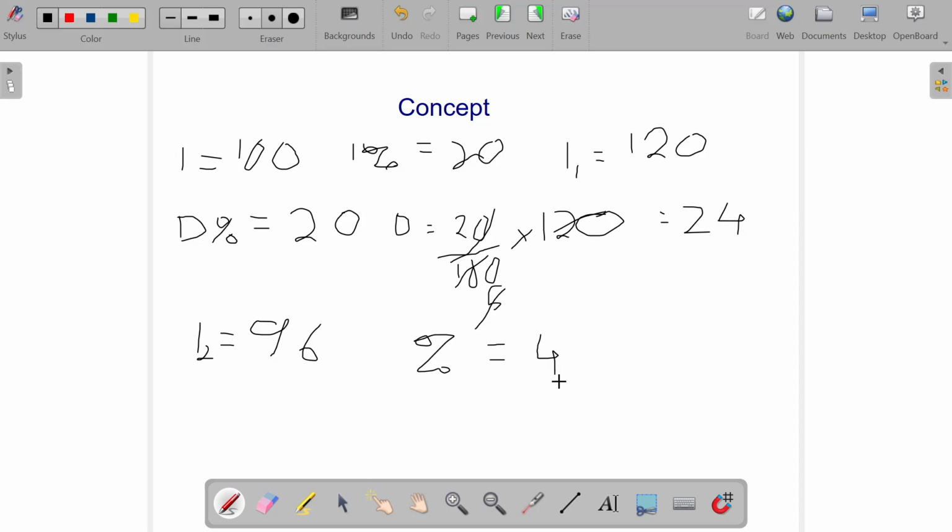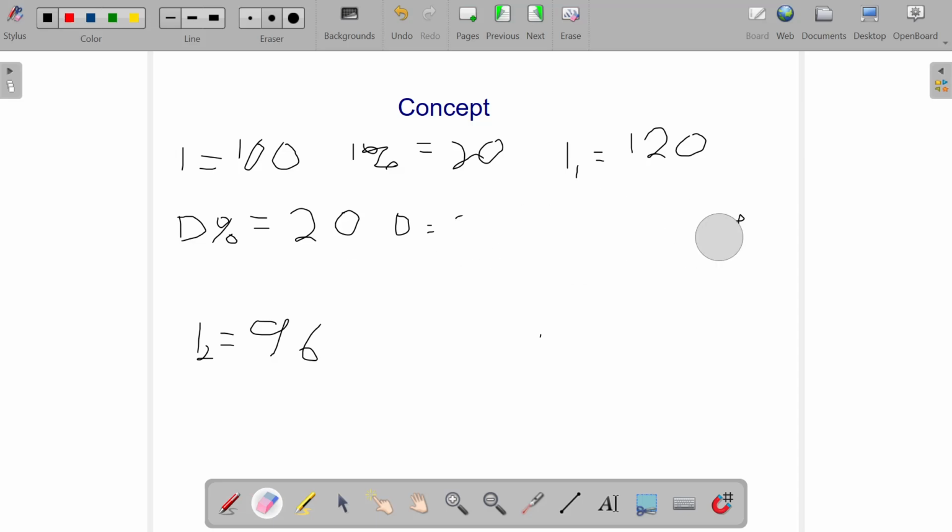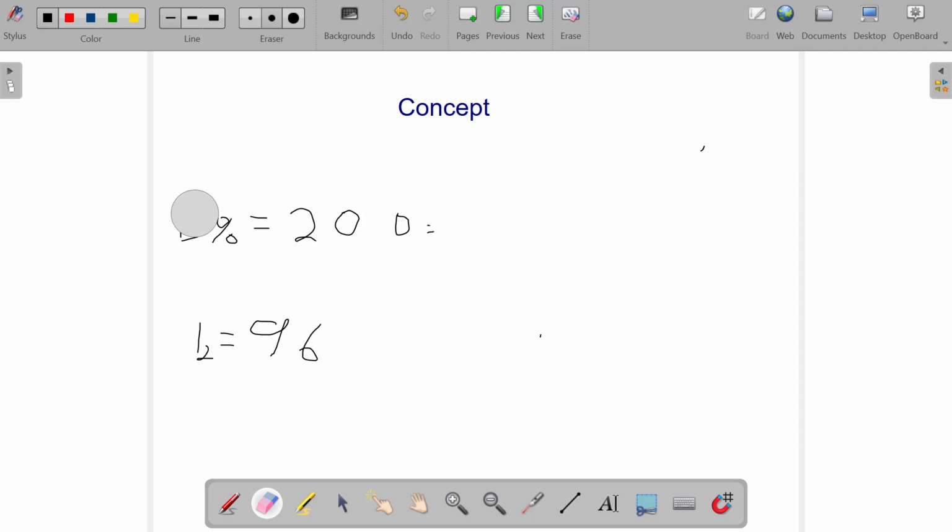A number was increased by 20%, then it has been decreased by 20%. What is the net change? So the net change is a 4% decrease. Now I'll give you an important concept. We just solved this question, and based on this question I'll give you an important formula.